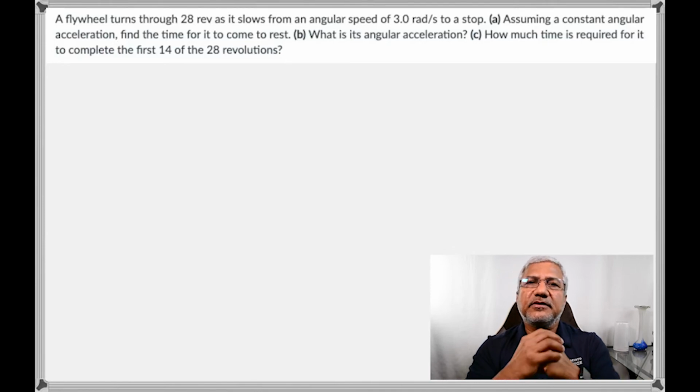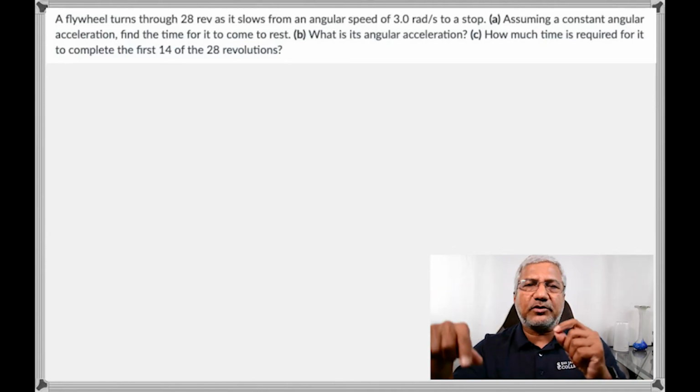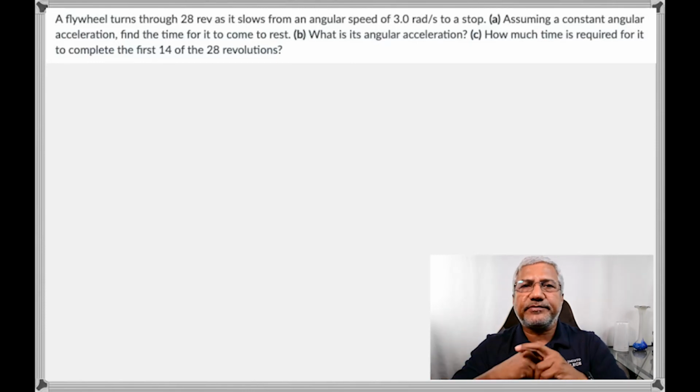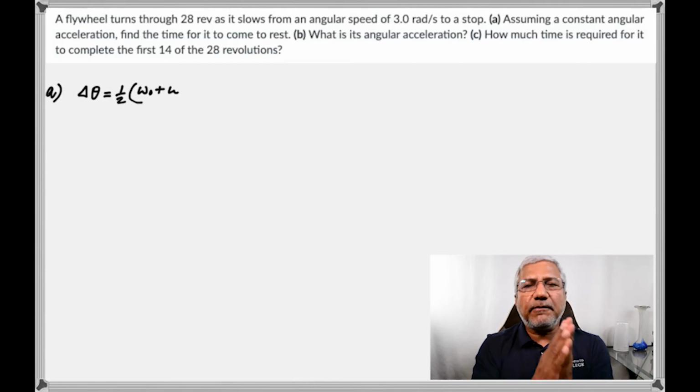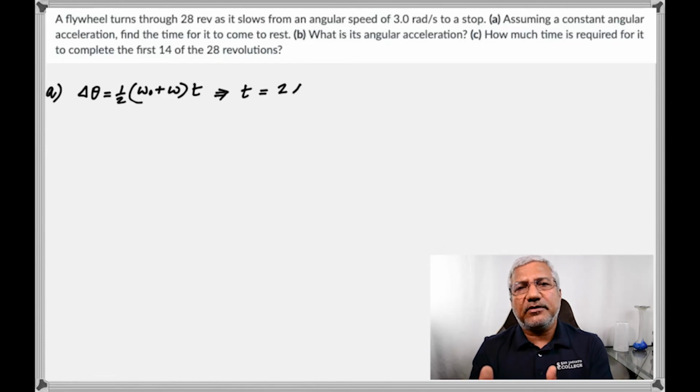How do we do that? We know that one revolution or one rotation is 2 pi radians. Therefore, multiply with 2 pi. So if you multiply 28 with 2 pi, then you will get the total angle that has been described in that time. And we're using this equation. Delta theta is half omega naught plus omega, multiplied by time. What is that? I'm just using the fourth equation in the review. Average angular velocity multiplied by time. So that's what I'm using.